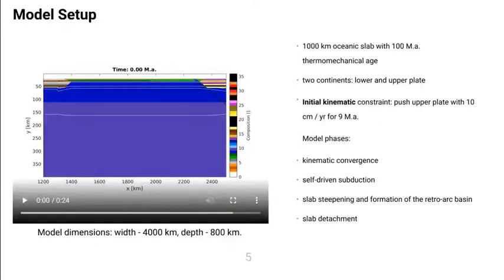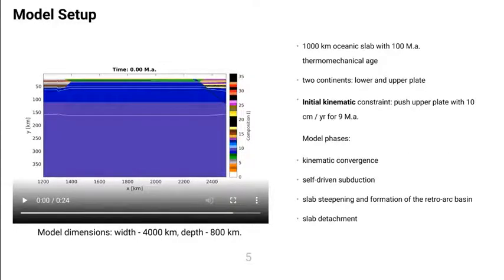A 1000 km oceanic slab with a 100 million year geothermic age is flanked by two continents representing the upper and lower plates. The upper plate, seen on the right side of the model, is initially pushed with 10 cm per year for 9 million years. And I will shortly introduce the different phases that can be observed during the evolution of the model.